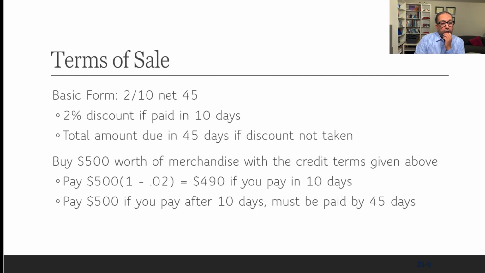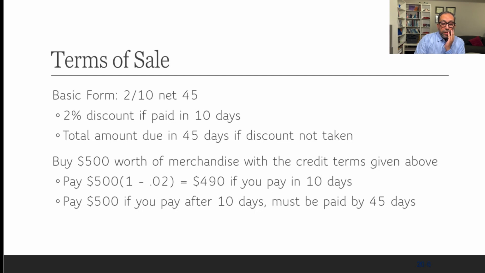Now, we have a 2% discount if paid in 10 days, and the total amount is due in 45 days if the discount is not taken. For example, in order to understand this, what is the opportunity cost of this credit policy? So, for example, a customer buys 500 worth of merchandise with the credit terms given above.